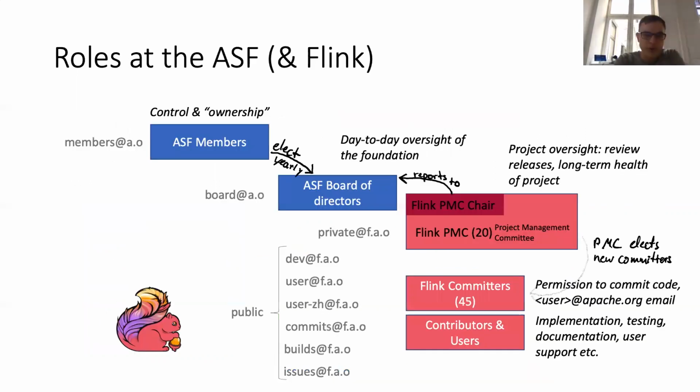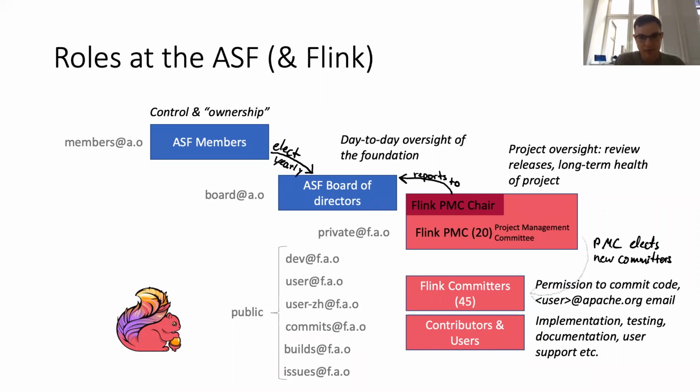The next important thing to understand is the roles at the ASF, that I will explain based on the example of Apache Flink. So let me start with the bottom right, where I have the contributors and users. So contributors and users is basically everybody.